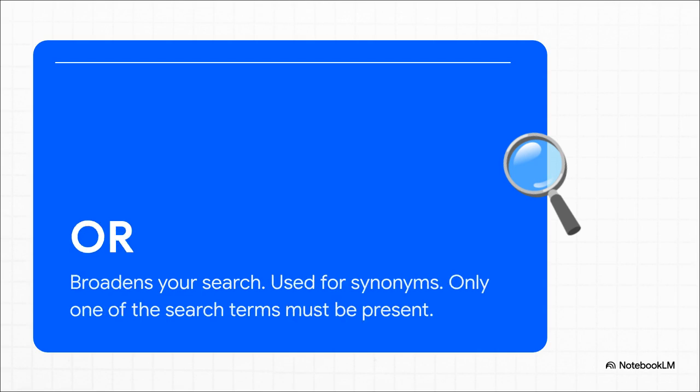Next, we've got or. Now, or is your flexible friend. It's perfect for when you have synonyms or just different ways of saying the same thing. Using or is like telling the search engine, look, I'll take results with this word or this other word, or hey, even both is fine. This broadens your search so you don't miss out on something important.